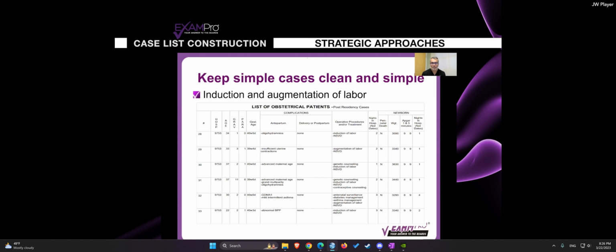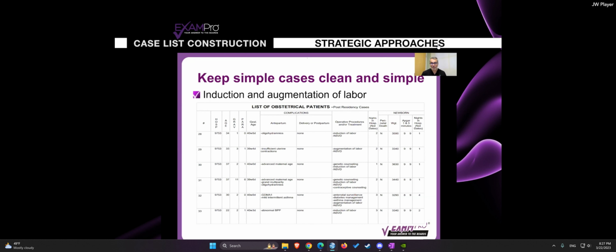So this is a very nicely done section on induction and augmentation of labor. This list shows that there are a few complications that have been sprinkled in here, and the management is consistent with the various complications that are listed. But this is easy to read, and there are 6 cases on this single page of a case list because the candidate has kept these cases clean and simple. Okay. I can glance briefly at the nights in the hospital for the mom and the baby. I can see there are no extended hospital stays. So again, this is another important point.